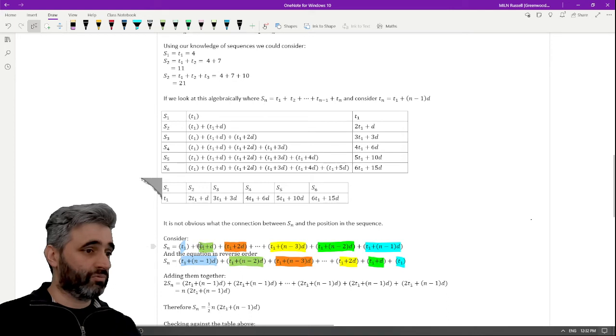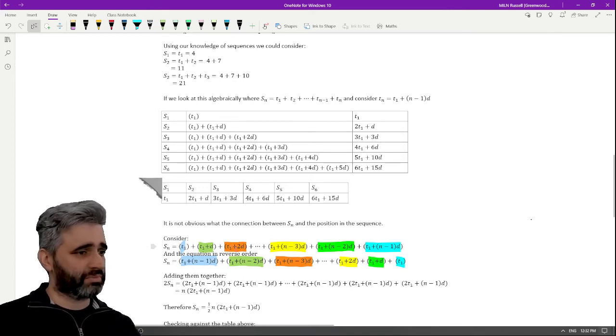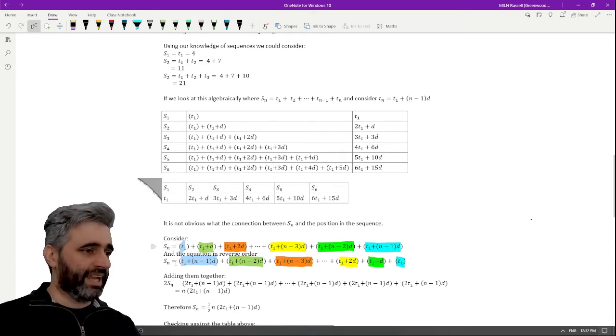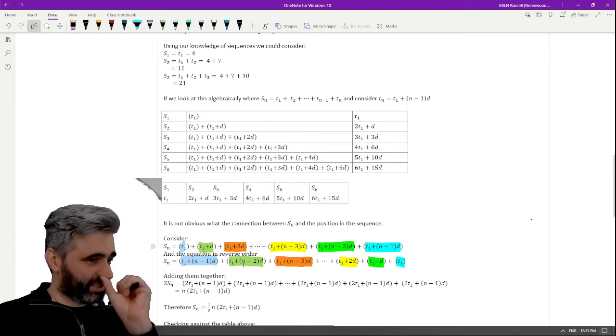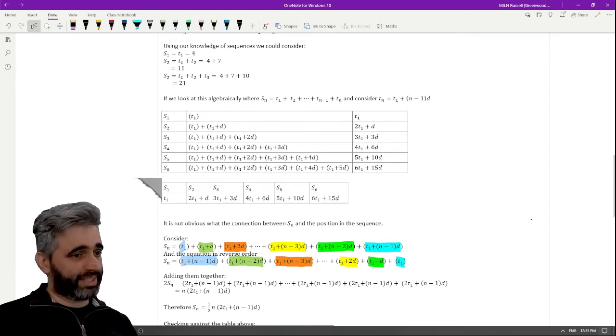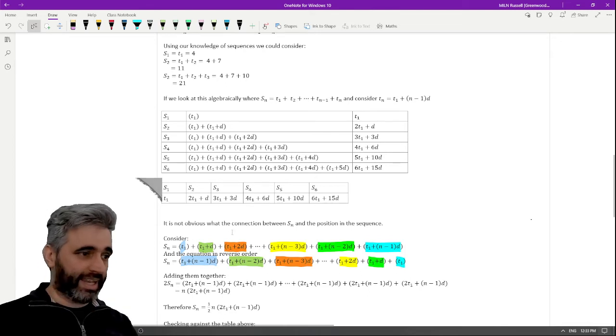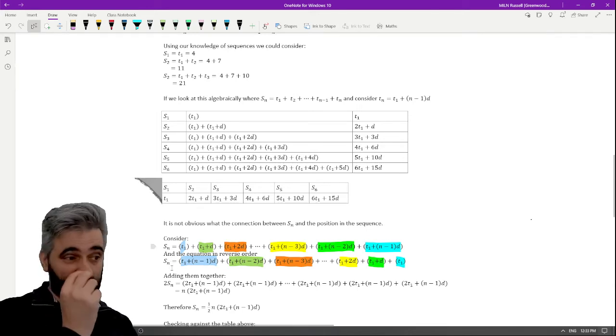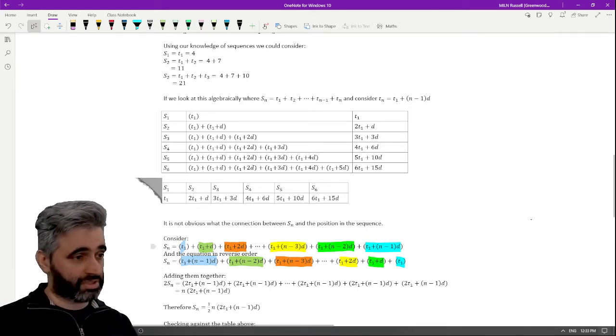You write it out in full. Here's the sum here: first term plus the second term plus the third term up to the nth term. And then you write it backwards. So this is the nth term, then the (n minus 1)th term, all the way down to the first term. And you add them together. So the sum of this list plus the sum of this list would just be 2 times the sum of all the numbers in the sequence.